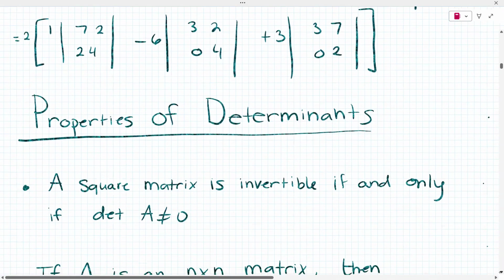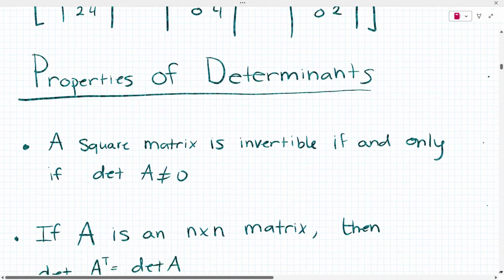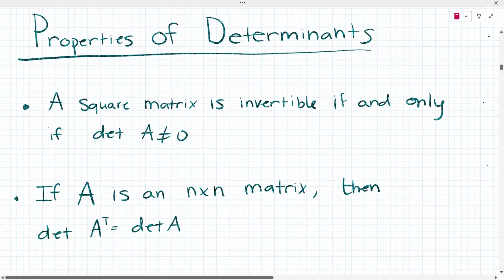So you kind of know this already. A square matrix is invertible if and only if the determinant of A does not equal 0, right? If it equals 0, then you don't have an inverse. If A is an n by n matrix, then the determinant of A transpose equals the determinant of A. So that's important.